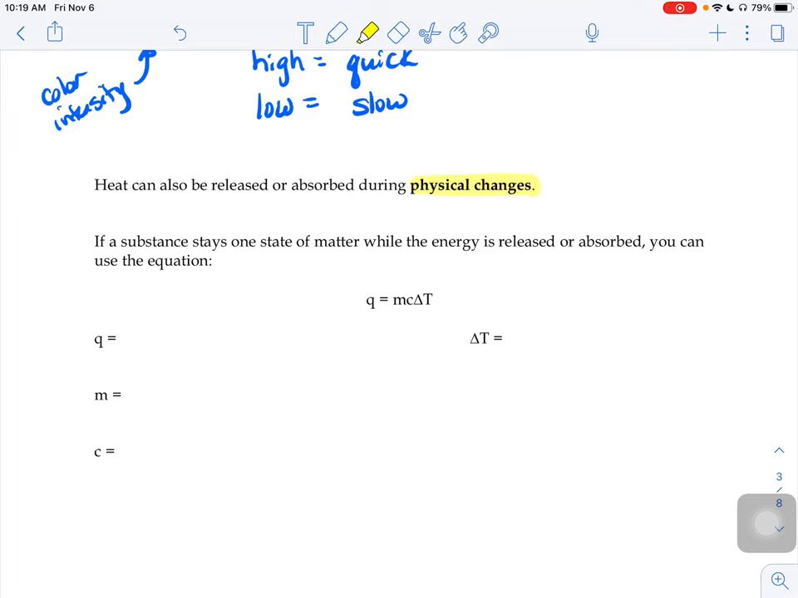So maybe you have a piece of aluminum foil that you're warming up. And so it stays aluminum foil the whole time. It's just the temperature of that aluminum foil goes up or down. That's what we're going to look at next.